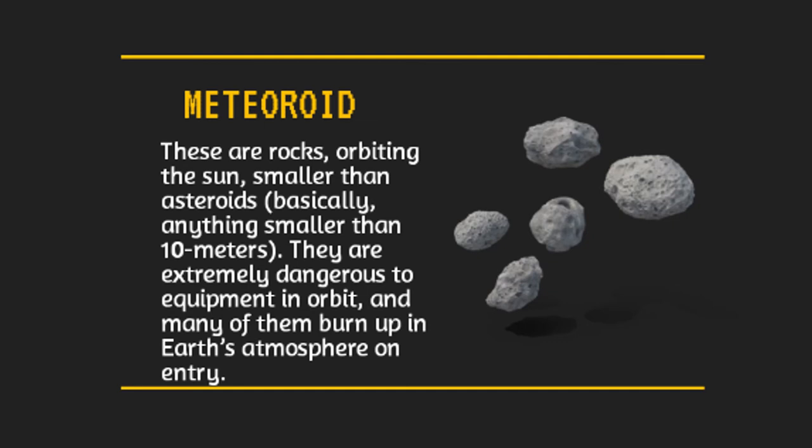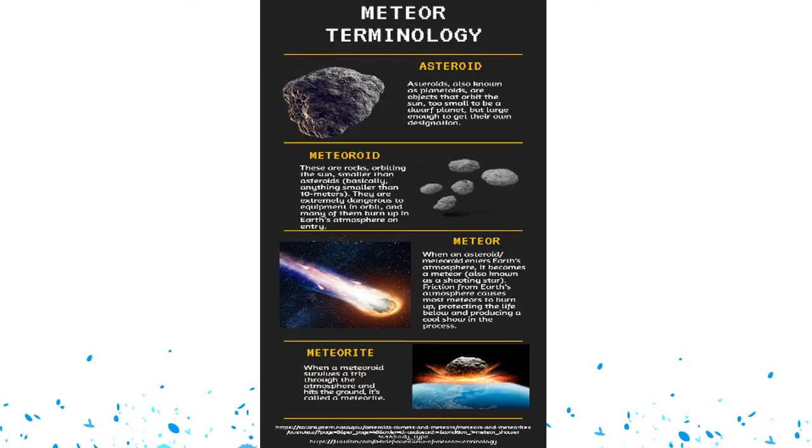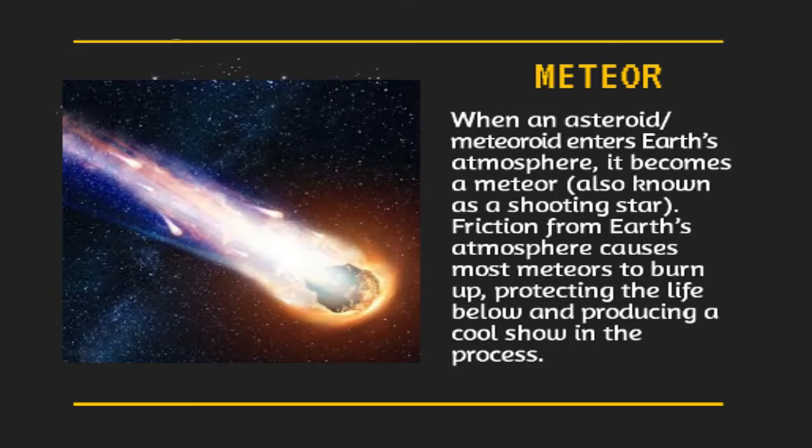Kumbaga, ang mga meteoroid ay ang mga smaller version ng asteroid. At mapanganib ito sa mga equipment gaya ng satellites dahil kapag tinamaan ito ng meteoroid ay maaari itong masira o sumabog. The third term is the meteor. When an asteroid or meteoroid enters Earth's atmosphere, it becomes a meteor or also known as a shooting star.